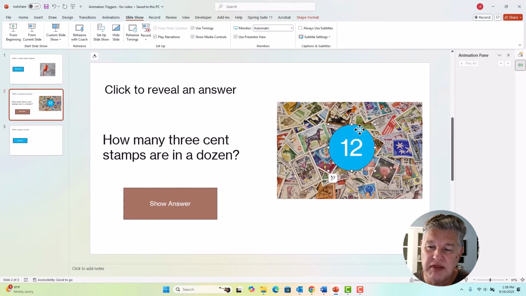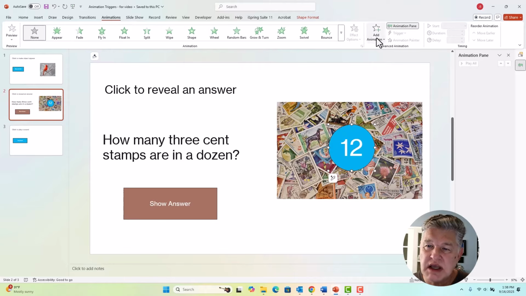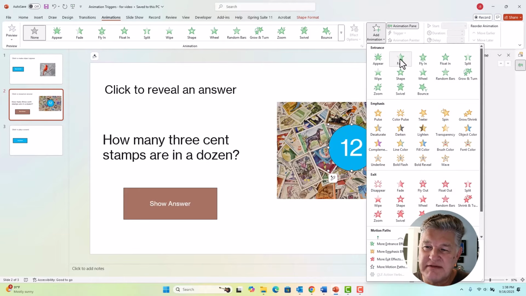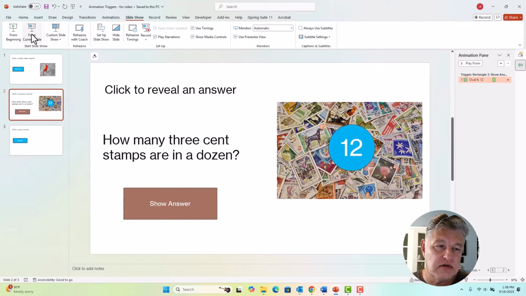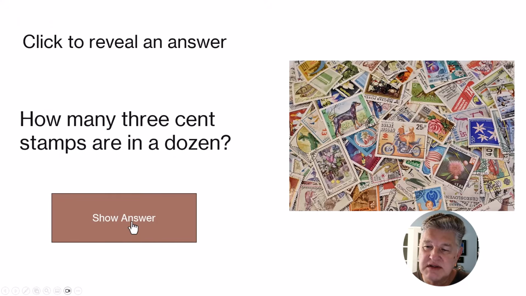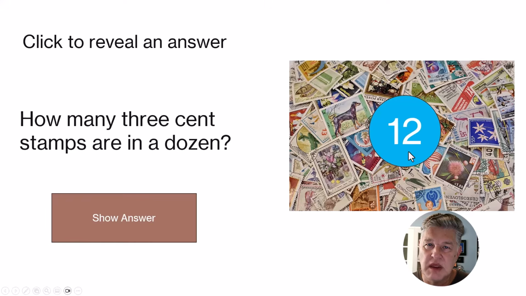So I'm going to click on the object that I want to reveal. I'll go to animations. I'm going to add the animation. I'll make it a fade. And then I will go to trigger on click of, and in this case, it is rectangle 3. And there it is. So when I go to slideshow from current slide and I click show answer, there it is. So, again, that's very basic.